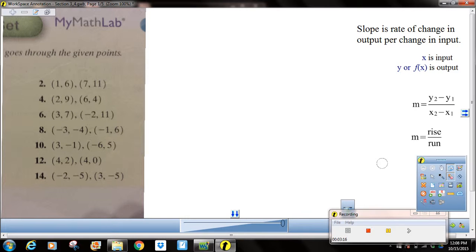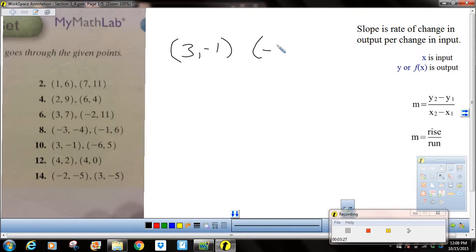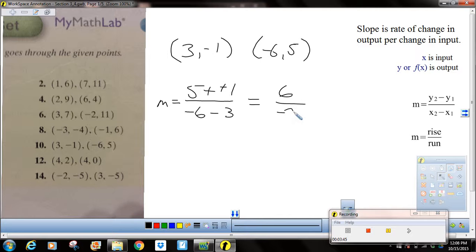Okay. Looks like we're on number 10. Got 5 minus negative 1. Negative 6 minus 3 would be 6 over negative 9. That'll be positive divided by negative is negative. 6 ninths reduces to 2/3. So every time the x increases, the y increases by going down 2/3.